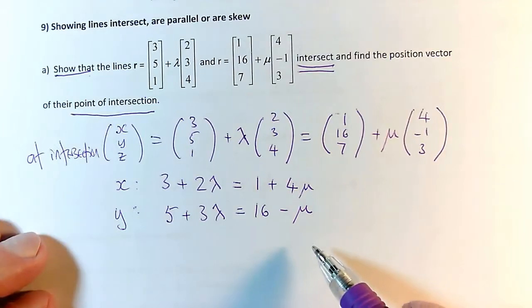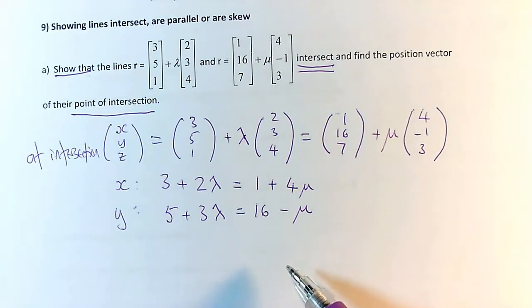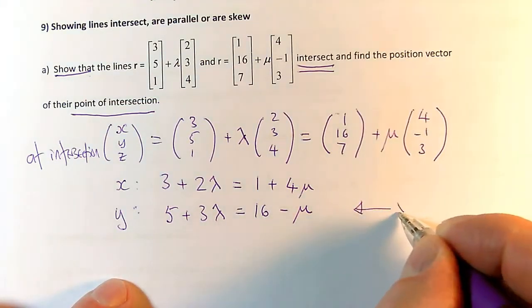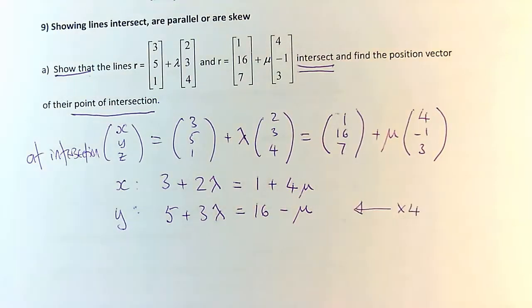So this is simultaneous equations. Now, you can solve these using the GCSE method of elimination. One approach would be to multiply this one here by 4 and then add the 2 equations, and the mu's will be eliminated. If you want to do it that way, that's fine. I quite like doing it that way.